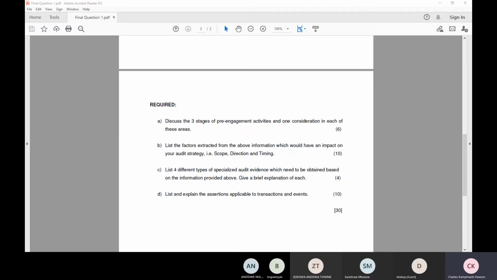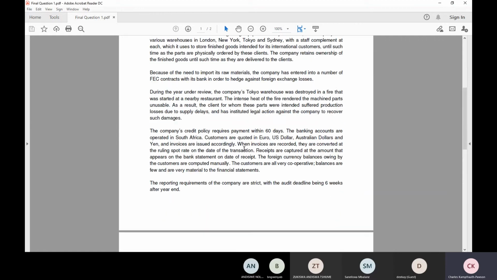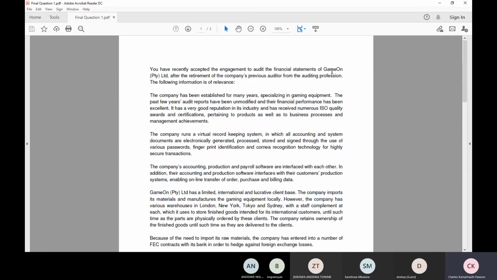Then something that I think affects the scope greatly, and something that we can actually easily miss, is if you read the information, what client are you dealing with? You are dealing with Game On, Pty Limited. There are certain statutory audit requirements which the Companies Act regulates. So that's very important.